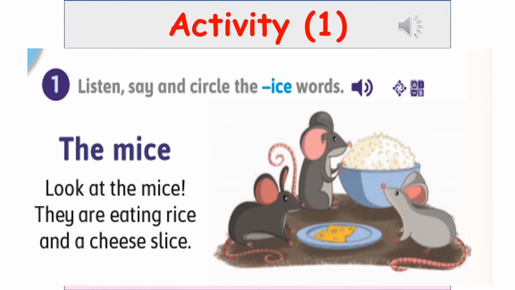Now, we come to do a formative assessment. Activity number 1. Listen, say and circle ice words. We will listen and circle the words that end with I, C, E.